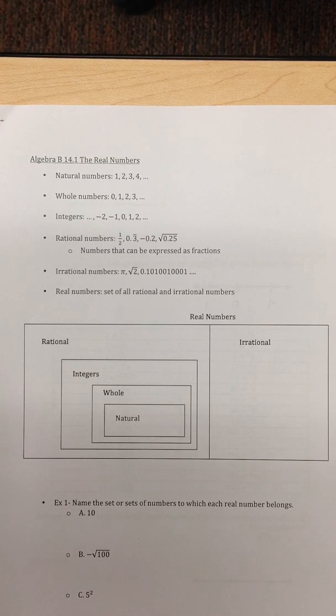The next ones are the whole numbers. So what that is, it's all of those natural numbers plus 0. Okay, so 0, 1, 2, 3, 4, 5, and so on.